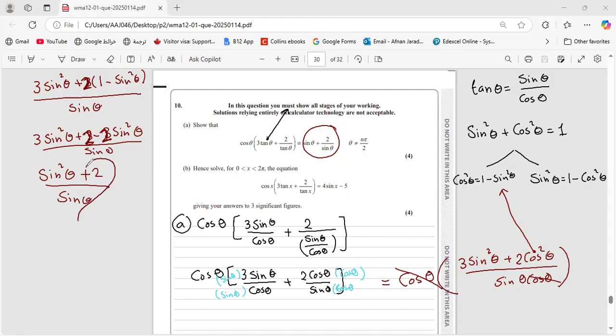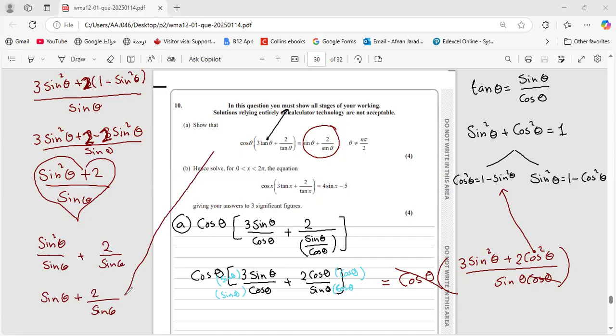And now you need to distribute the denominator over the numerator. It will be sine square theta divided by sine theta plus 2 over sine theta. Sine square divided by sine equals sine theta plus 2 over sine theta, which is equivalent to this one, exactly the same.